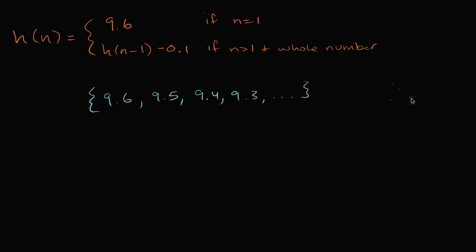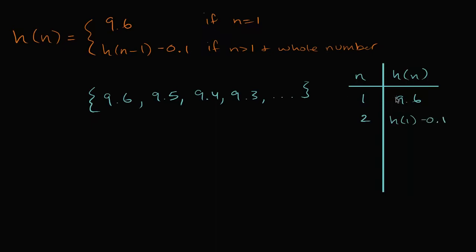Or if we want, we can make a little table here. And we could say, this is n, this is h of n. And you see, when n is equal to 1, h of n is 9.6. When n is equal to 2, we're now in this case over here, it's going to be h of 2 minus 1, so it's going to be h of 1 minus 0.1. Well, it's just going to be this minus 0.1, which is going to be 9.5. When n is 3, it's going to be h of 2 minus 0.1. Well, h of 2 is right over here. You subtract a tenth, you're going to get 9.4. Exactly what we saw over here.